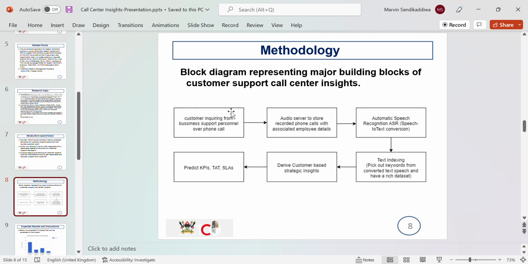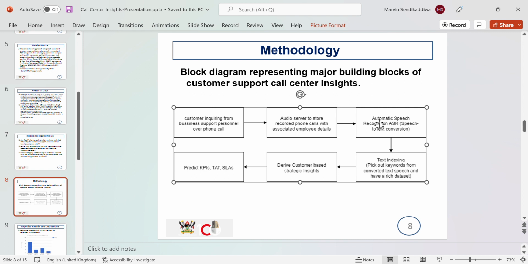Now to my next slide, which is the methodology, or the building blocks of how this program will work. First, we'll get input, or we'll record phone calls between the customer and the employee. Second, we'll store this audio call onto a server, and then third, we'll have an automatic speech recognition system.